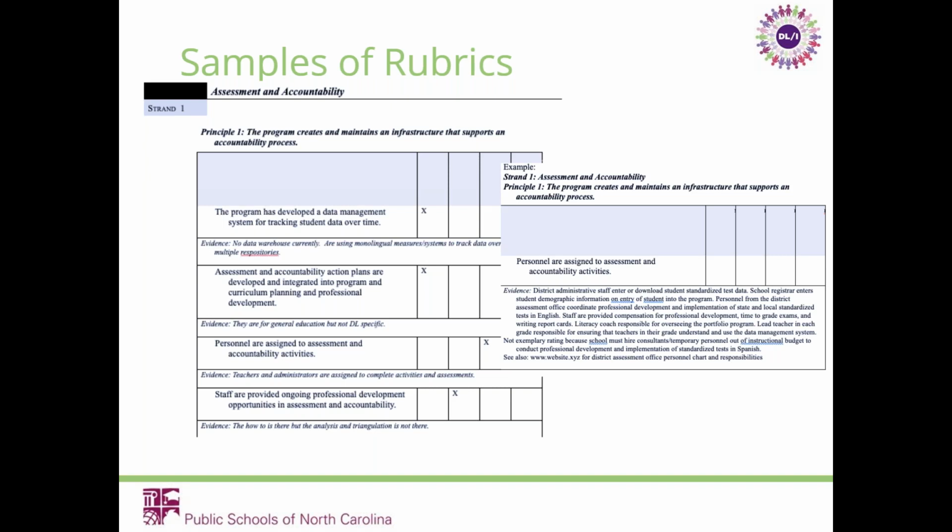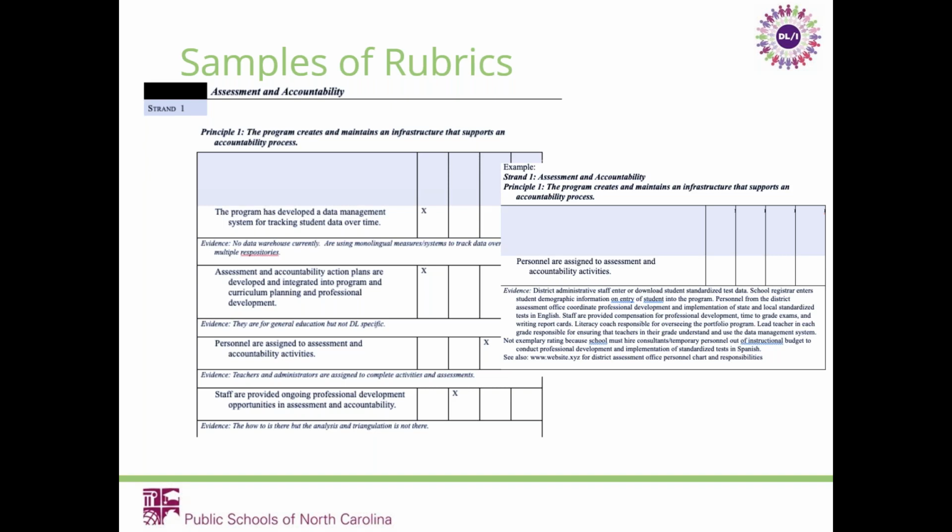So I'll just read the first one here. It says, the program has developed a data management system for tracking student data over time. And you can see the X that's marked there in not demonstrated. And then you can see that the evidence that we had that it was not yet demonstrated is that there was not a data warehouse currently, and that they were using multilingual measures and systems to track data over time, but that there wasn't some sort of repository that allowed us to look at data across languages. And so you can, again, take a peek through just this particular evidence that people recorded here in this district process.